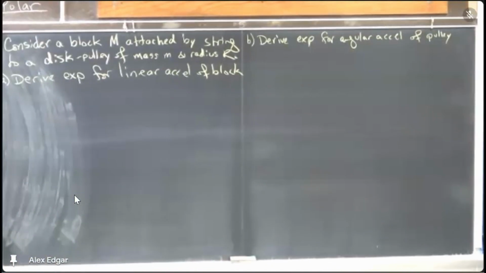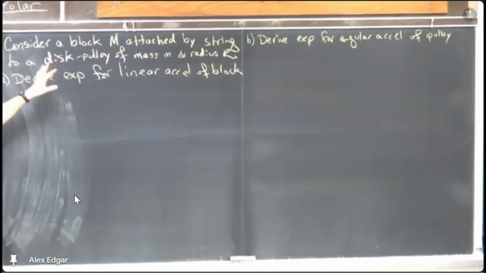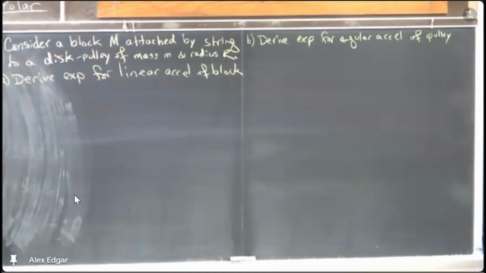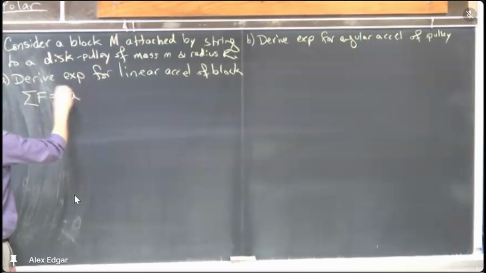And the one thing is happening while the other thing is also happening. And they're related to each other. Oh, by the way, this only works if the string doesn't slip. As soon as the string slips, we can't really do this. It falls apart. So let's not consider that. So let's see here. The linear acceleration of the block is going to be from this column. Sigma F equals MA.